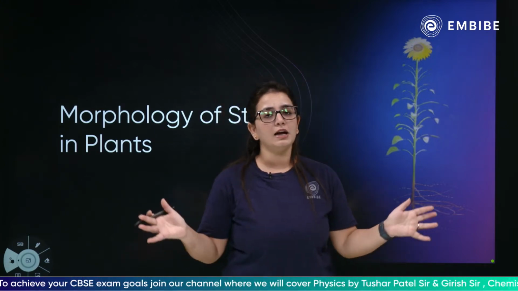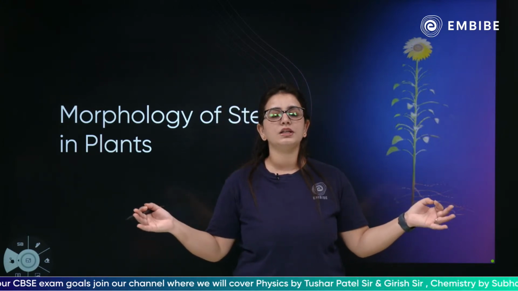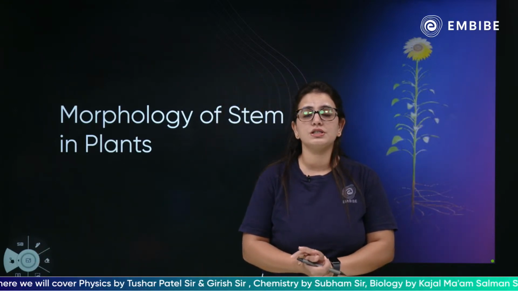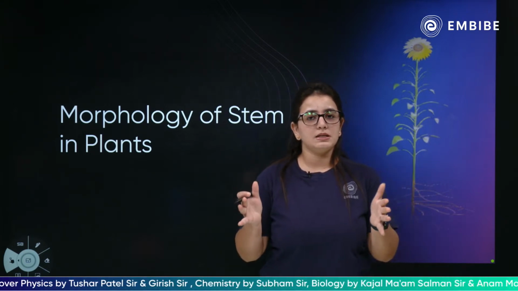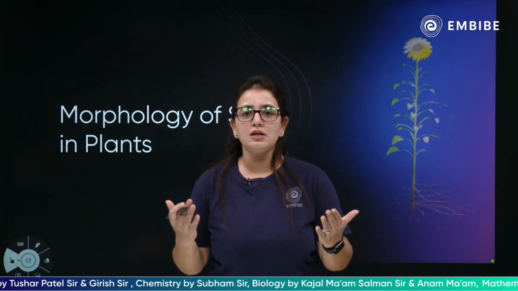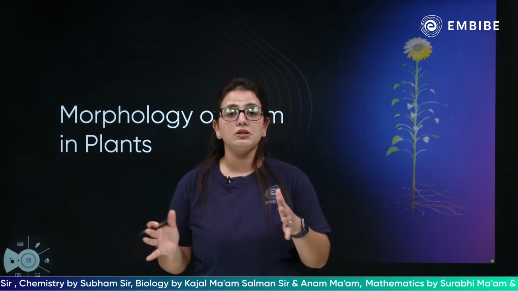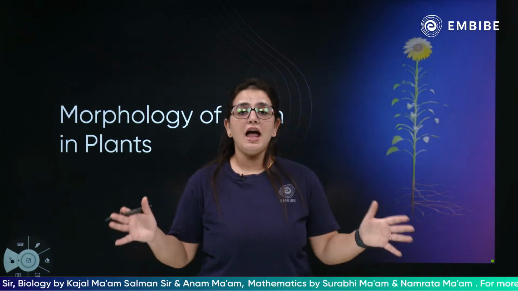So moving forward with that lesson, today we're going to start with another topic of this chapter, which is the morphology of stem. Yes, we're going to discuss the stem. First we discussed the roots. Now we're moving towards the shoot system, and the very first thing in the shoot system is the stem. So we're going to discuss the morphology of the stem, the modification, the function, and so on.